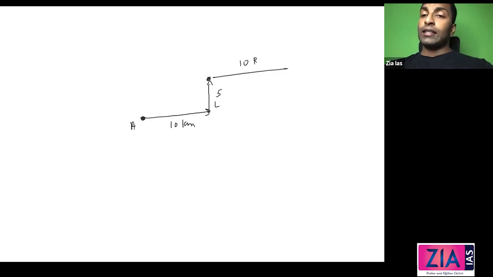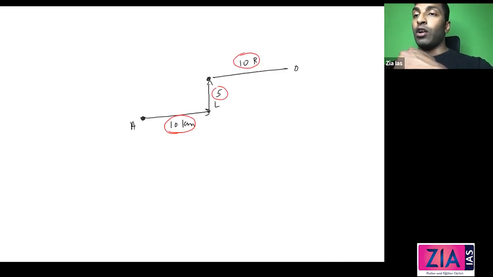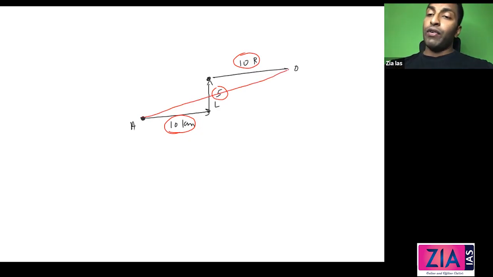Now what is the distance from home? Let's suppose this is the office. If they're asking what is the shortest distance from home to office? Distance means what you travel: 10 kilometers, 5 kilometers, 10 kilometers. No, they're asking for the shortest distance. What is that? This distance is what they're asking. So how will you find that? You have to take this one.